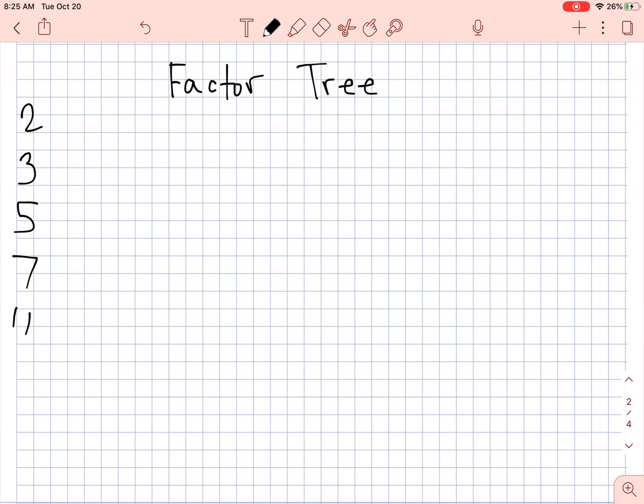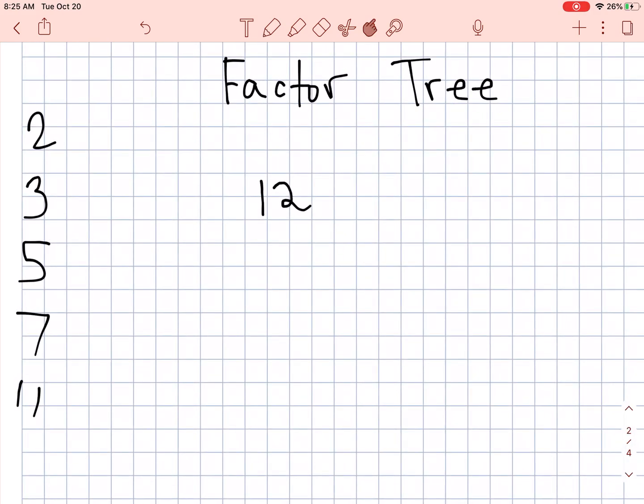We're going to use this quite a bit, so I want to make sure that we get very good at this. So to begin with, let's take a number like, let's say 12. Today we're going to practice making a factor tree with the number 12. To make a factor tree, we start with the first prime number, 2, and we ask ourselves, can I divide 12 by 2?